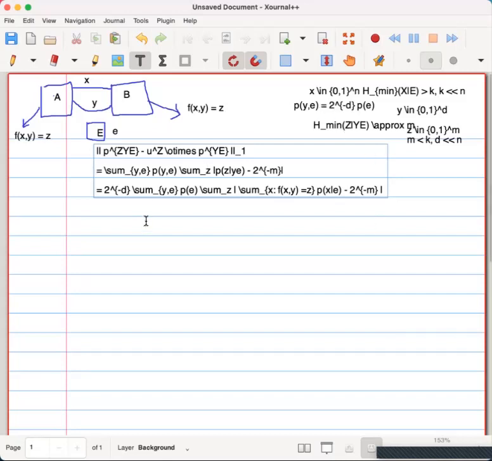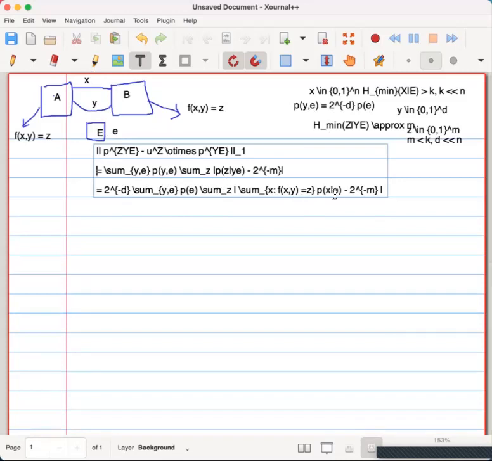Right. So under this setting, you can see that the probability distribution on Y and E is a product probability distribution, right? Because E is only correlated to X. So that's the split out here. And then I'm writing what is the probability of Z given Y. Okay. So I have to sum over all the x's such that f(x, y) is equal to z. The extractor function output z.